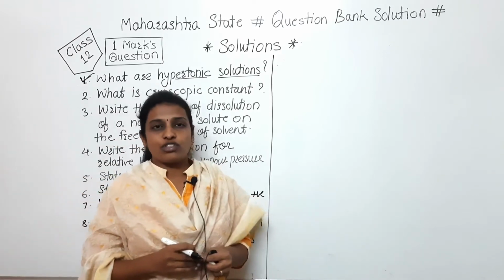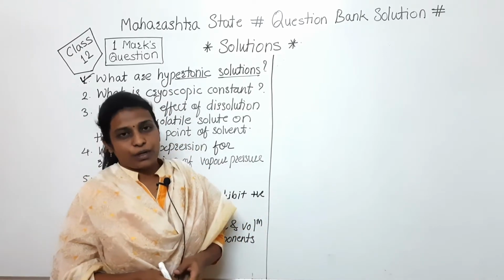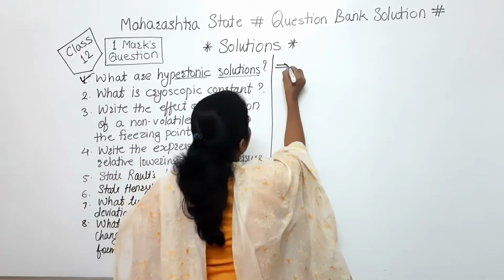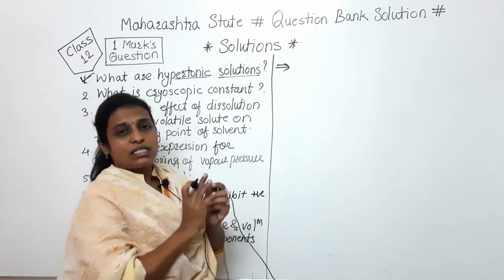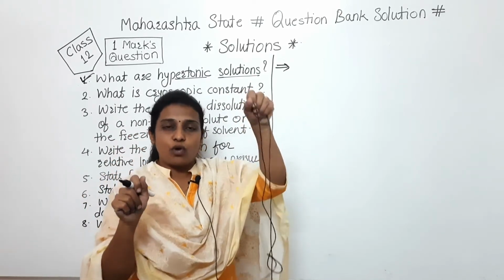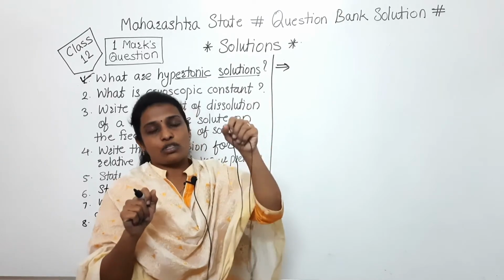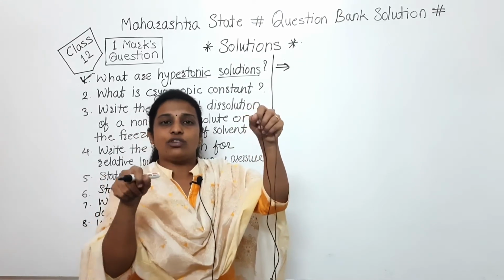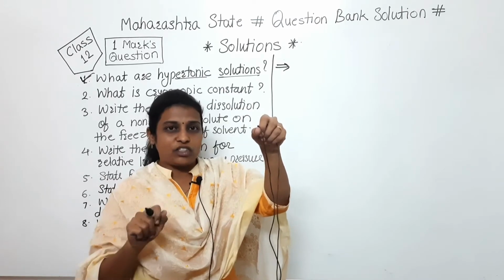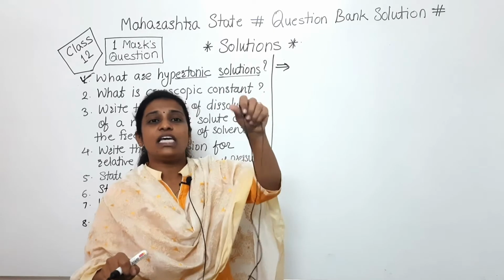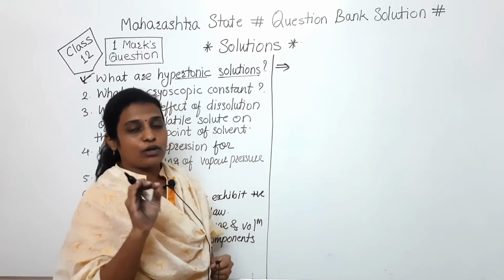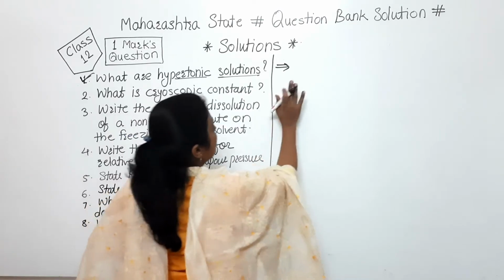This hypertonic solution is related to the osmotic pressure, which is one of the colligative properties. So if we consider the definition of this hypertonic solution, simply we can say that if we are having two solutions, one solution is more concentrated with the higher osmotic pressure and the second solution with the lower concentration and the low osmotic pressure. The solution which has the higher osmotic pressure, higher concentration, is called a hypertonic solution. So that is the simple definition.